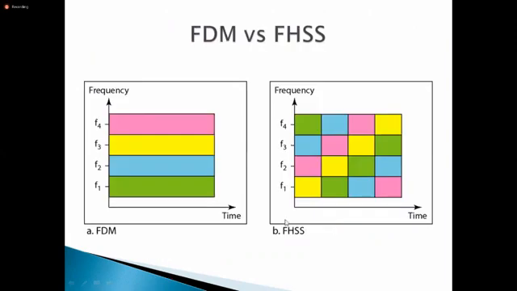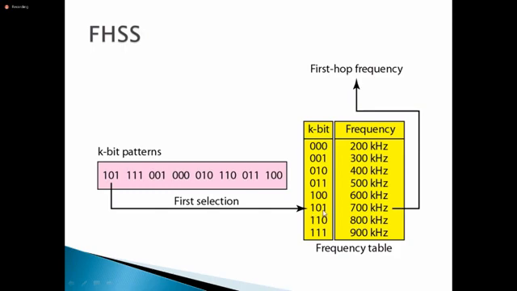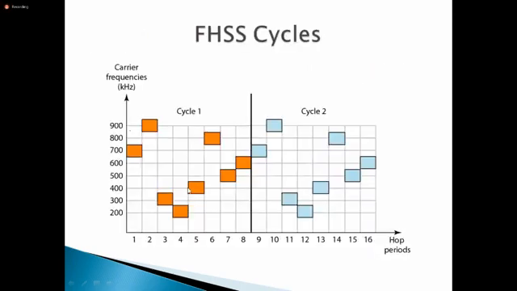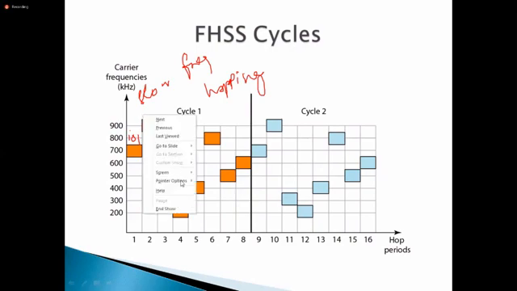Now here, in this particular figure, multiple bits are transmitted in one period, right? So that means we have used slow frequency hopping, because multiple bits are transmitted using one period. Here, 101 is transmitted through 700 kilohertz. So multiple bits are transmitted in one hop period. So this is slow frequency hopping. And here 111 is transmitted through 900 kilohertz.